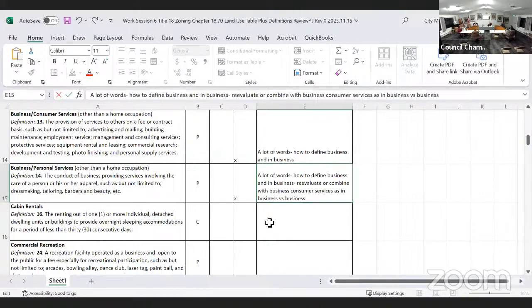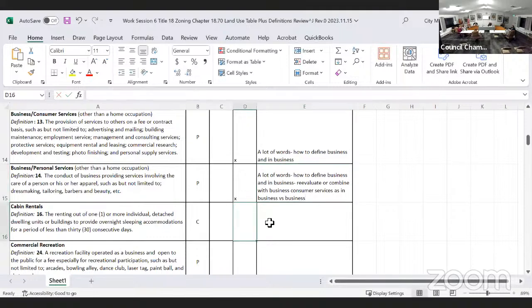Then moving down to cabin rentals. This is actually one that was recommended to be removed in the ordinance put forth. Cabin rentals: the renting out of one or more individual detached dwelling units or buildings to provide overnight sleeping accommodations for a period of less than 30 consecutive days. Sounds like this may be addressed if the dwelling unit and nightly rental definitions are addressed. Yeah, that was my thought.